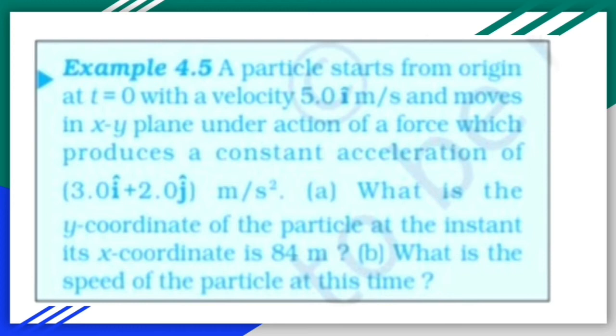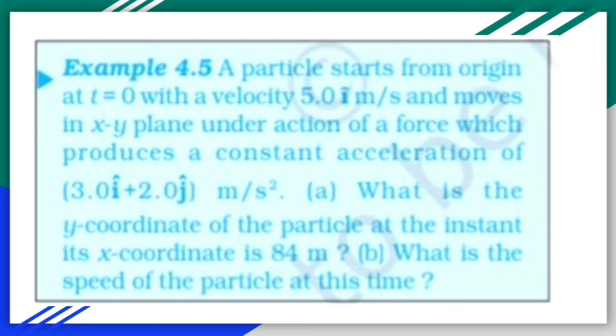Okay, so 5i meter per second means what? The initial velocity has only x component. Its y component is what? 0. So we can write v0x is equal to 5 meter per second and v0y is equal to 0. Okay, and it is moving under the action of a force which provides a constant acceleration 3i plus 2j meter per second square. That means there is an acceleration given by this. It has both x component and y component. So ax is equal to 3 meter per second square and ay is equal to 2 meter per second square.